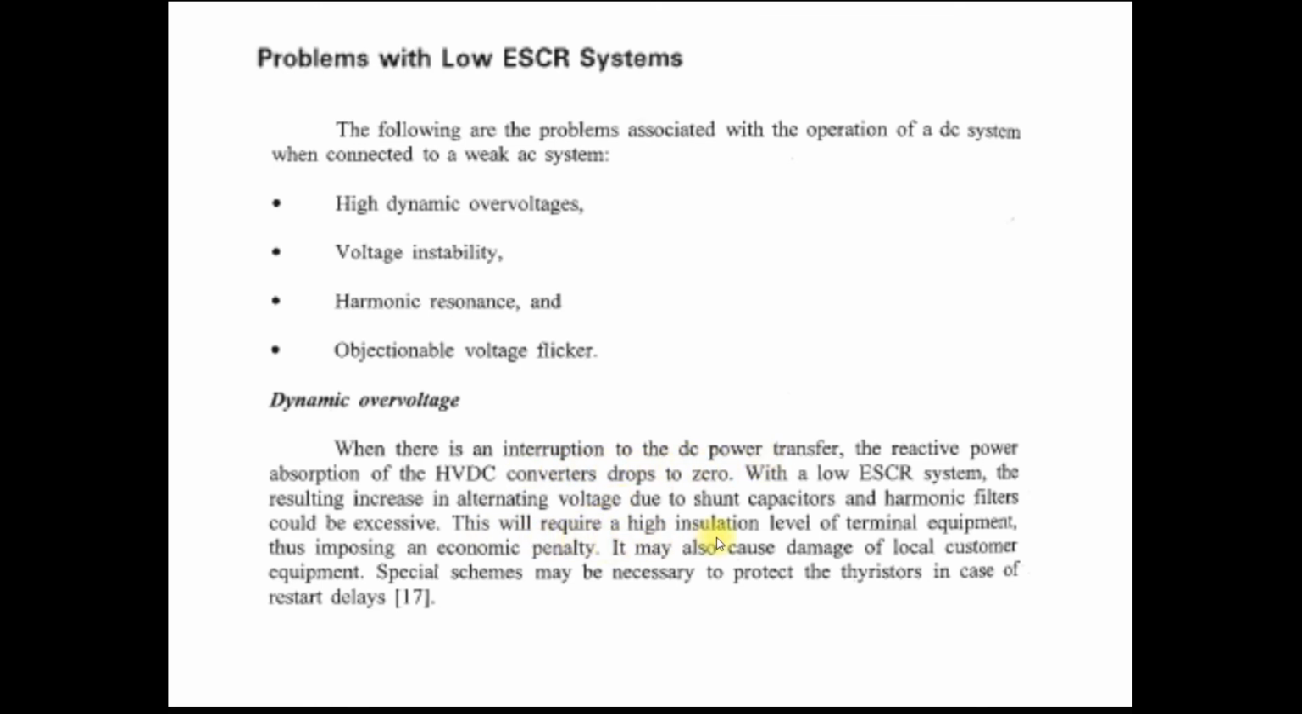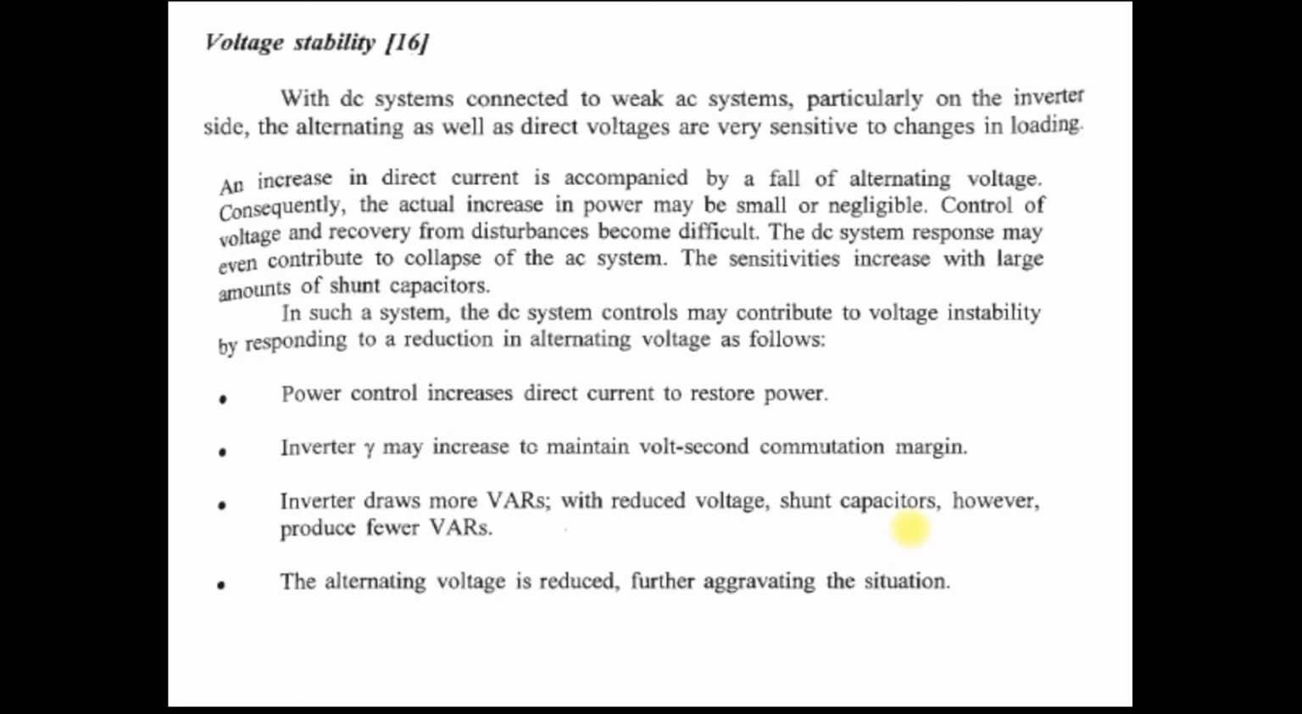So this will require a high insulation level of the terminal equipment. Why? Because the voltage level is increased drastically, so the terminal equipment requires a high insulation level to absorb this high voltage. That creates a problem, as it may damage the local customer equipment or the insulation at the AC side.